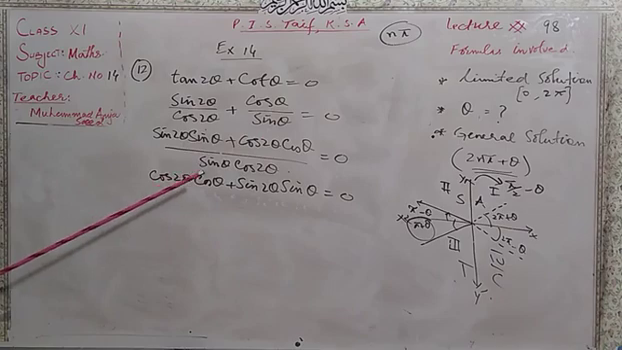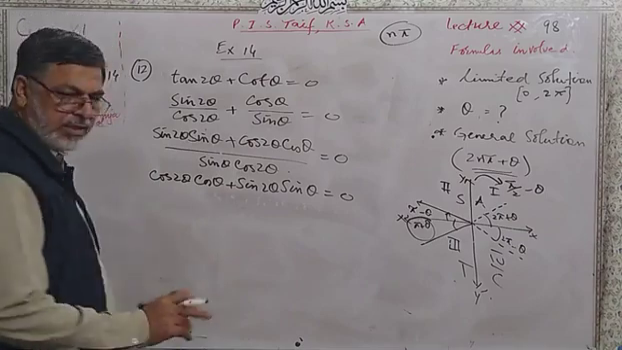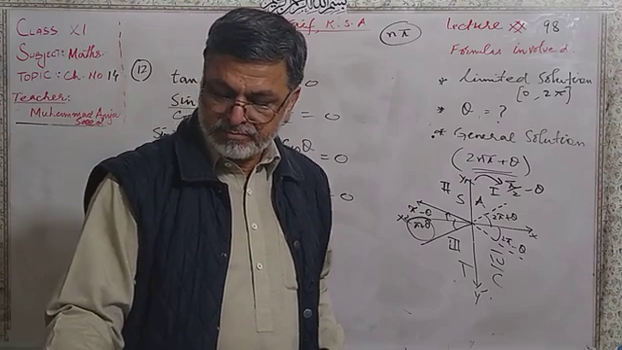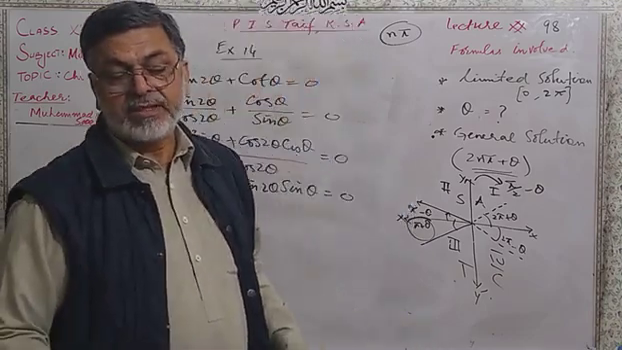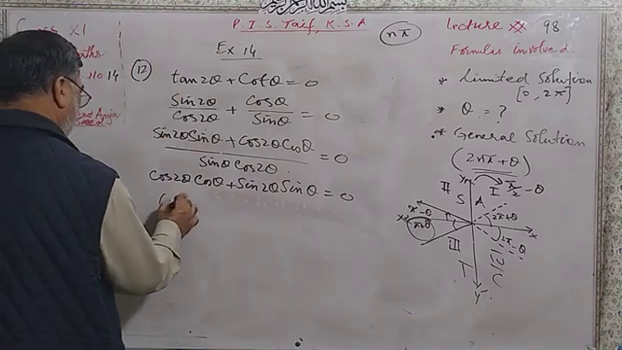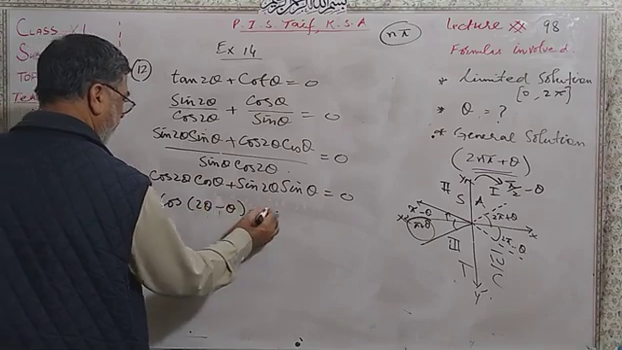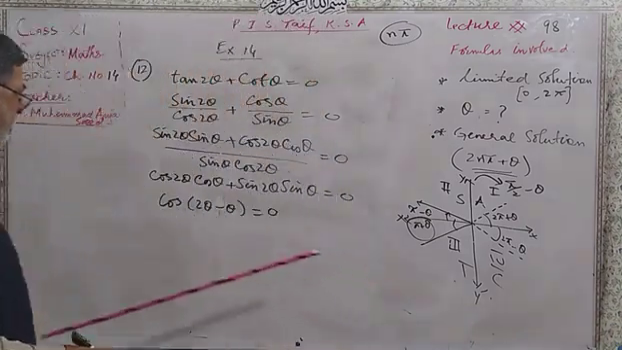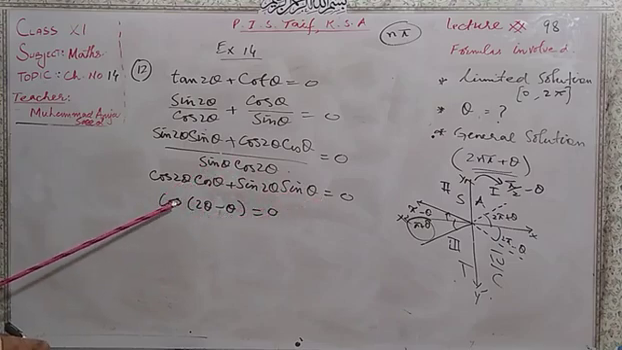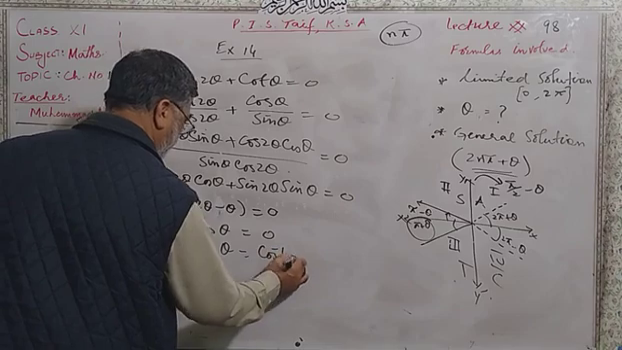Dear students, I have written in the proper form of the formula cos alpha cos beta plus sin alpha sin beta, cos alpha minus beta. Here you can have cos alpha minus beta. So what will be cos 2 theta minus theta is equal to 0. It is cos 2 theta minus theta is 0, and theta is equal to cos inverse 0.